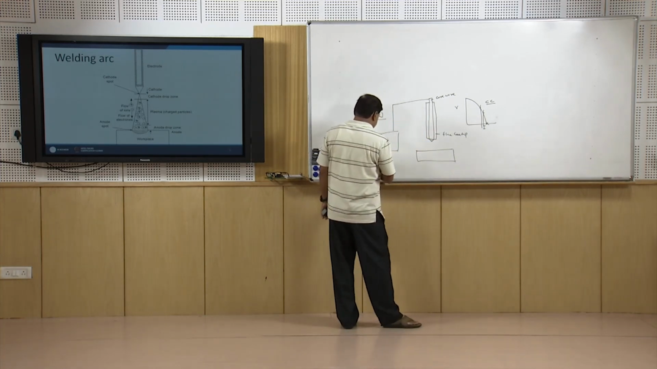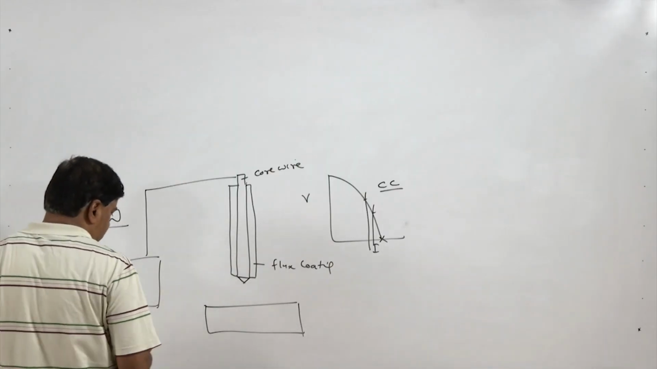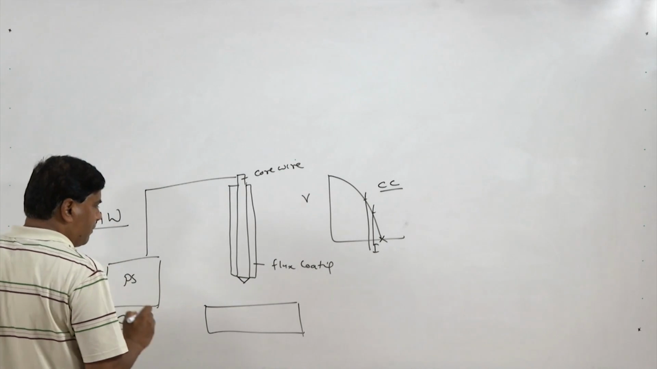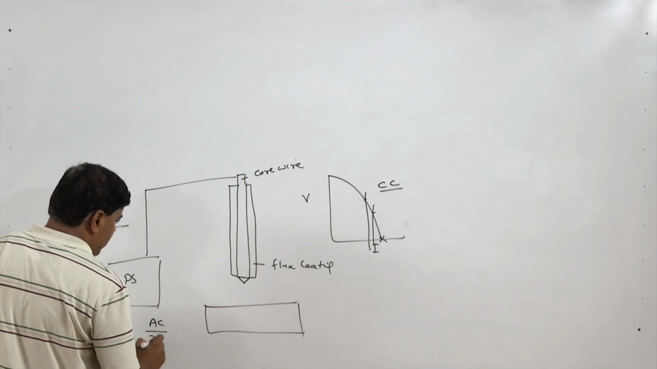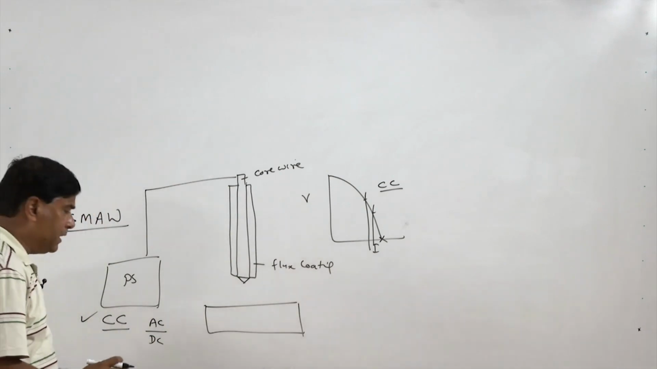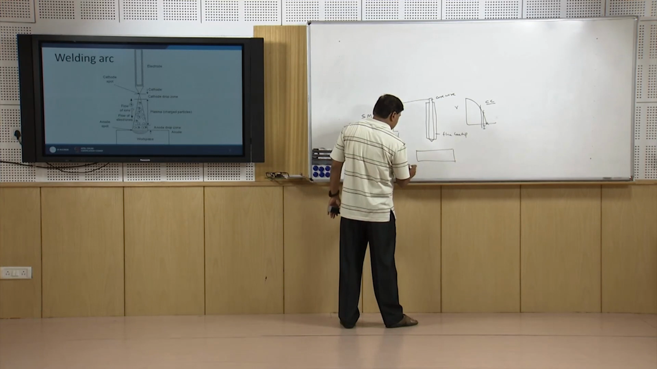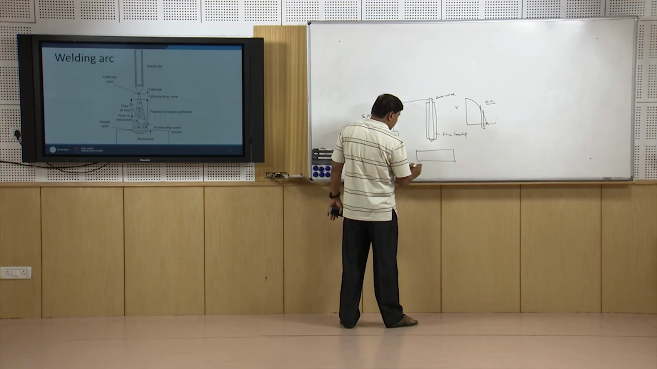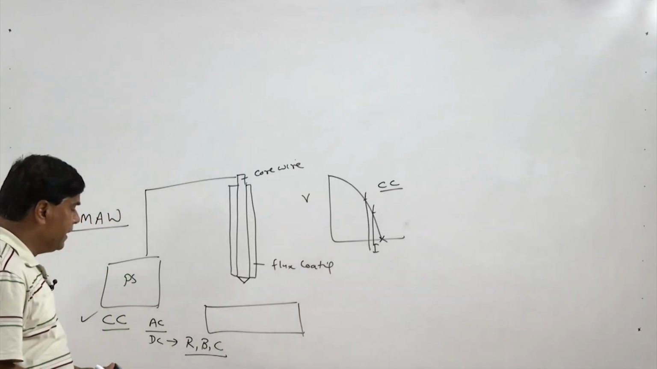So, it is preferred to have the constant current type of power source, and as far as the type of current for this process is concerned, it can be AC or DC. DC is very commonly used because it can invariably be used with all types of electrodes like rutile, basic and the cellulosic type of electrodes.